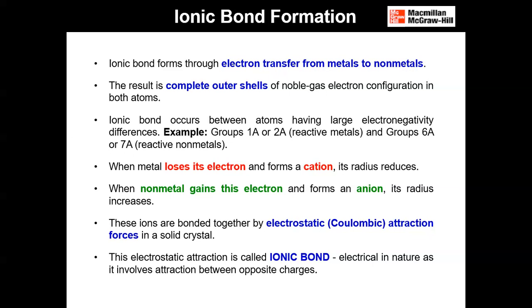So the radius is going to be reduced. You have to remember that. And when the atom of group 6A or 7A, reactive nonmetals, gains these electrons, it becomes an ion, so the radius is going to be increased. These ions are bound together by Coulomb attraction force, so it's called ionic bonding.